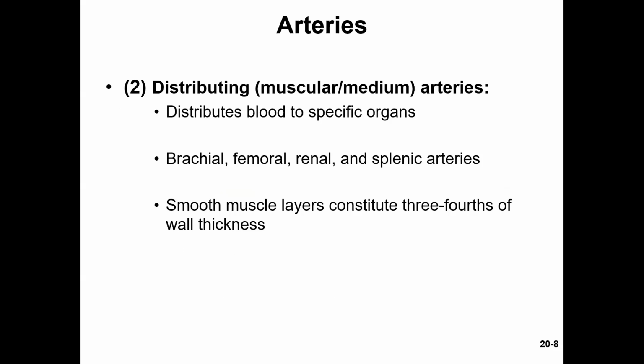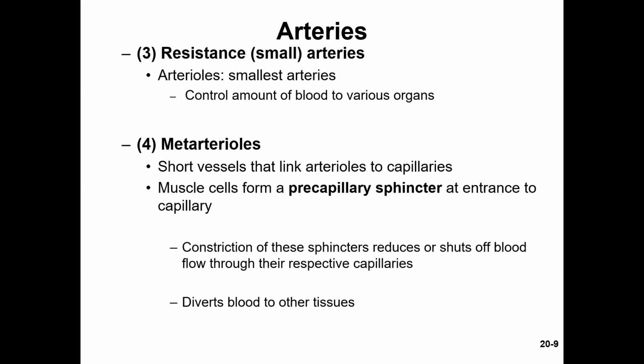Distributing arteries are muscular or medium arteries. These distribute blood to specific organs. These would include the brachial, femoral, renal, and splenic arteries. Smooth muscle layers constitute 3/4 of the wall thickness. Resistance arteries are small. These are arterioles, which are the smallest arteries, and they control the amount of blood to various organs.